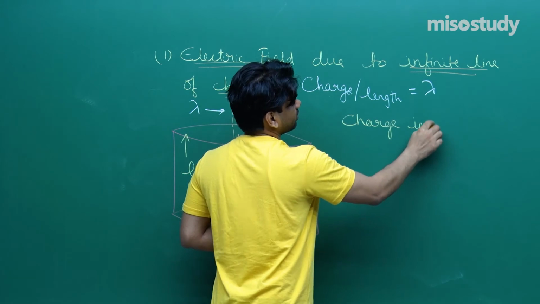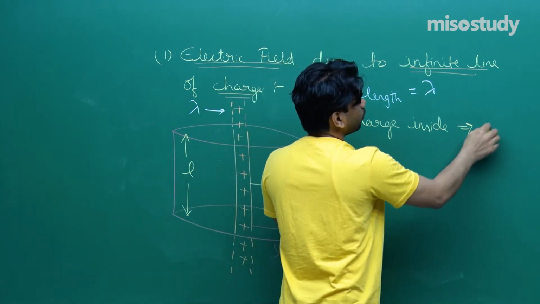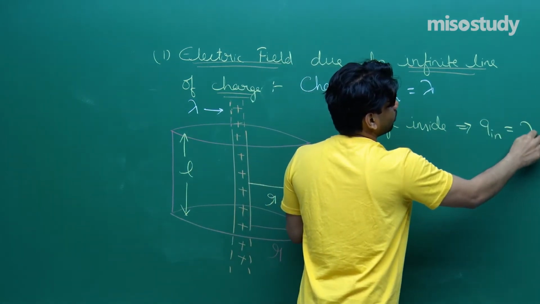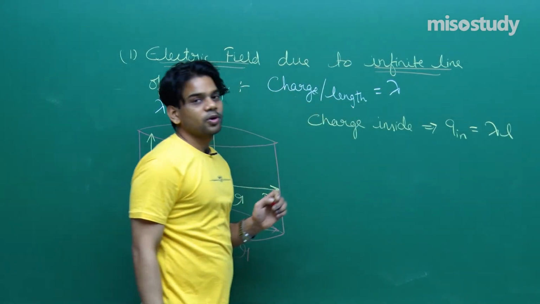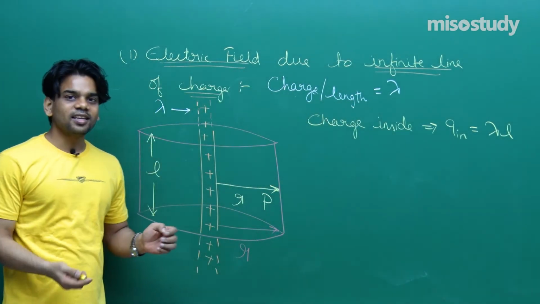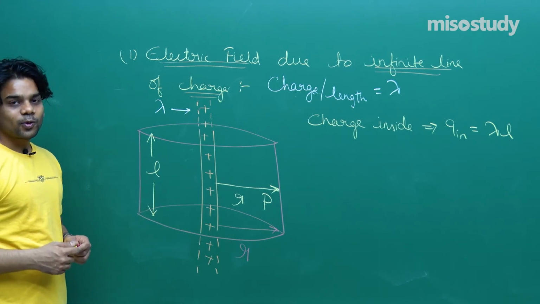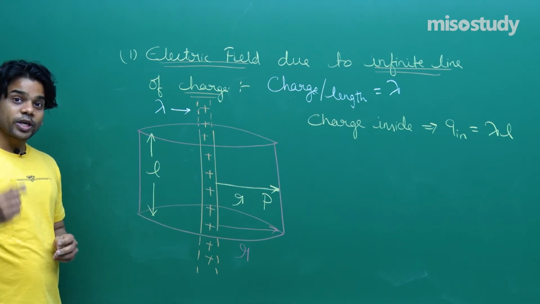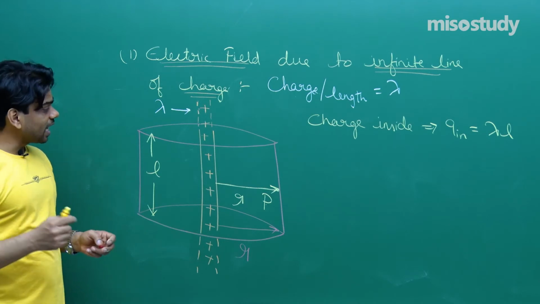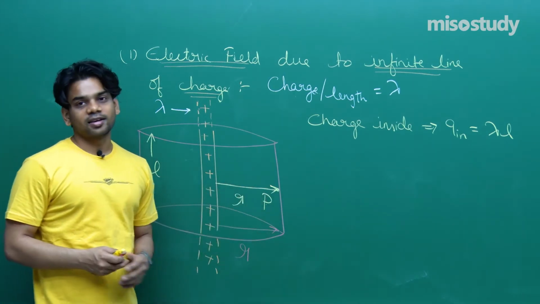Charge inside the Gaussian surface, Q in, will be equal to lambda into L, because lambda is the charge per unit length and L is the length of the cylinder, so lambda into L will be the charge inside. Third step, we have to find the integral of E dot ds. So E is the electric field at a distance r.